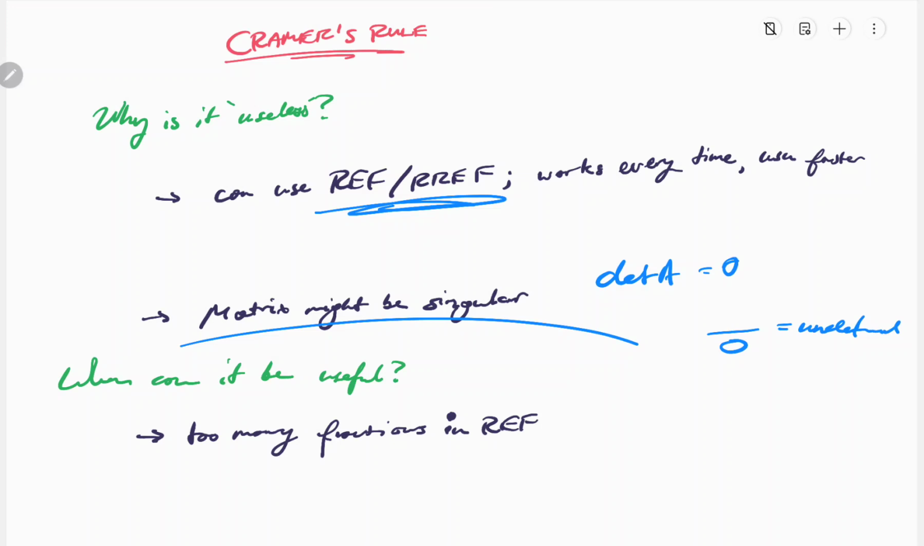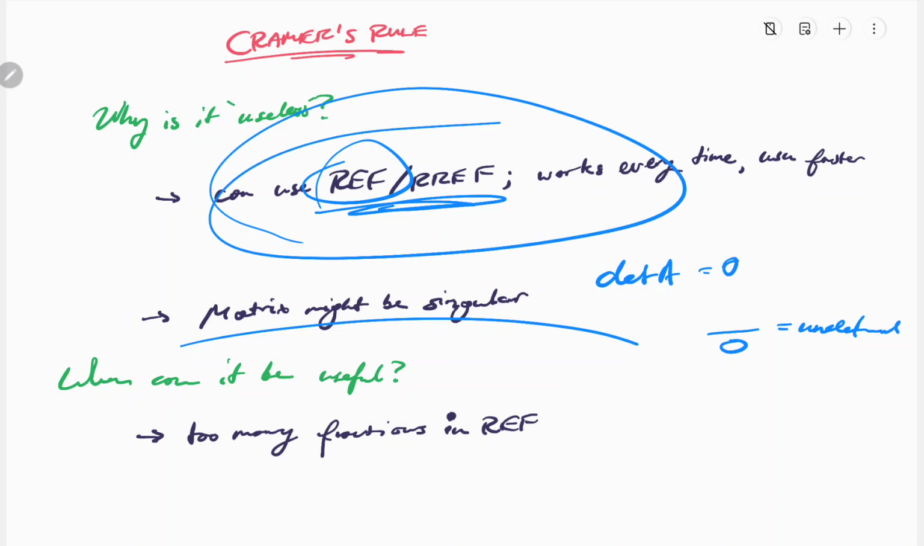When can it be useful? If I try to use row echelon form, that's going to give me a ton of fractions, and you're not good at fractions, and the test is no calculator, then you might consider doing Cramer's rule by yourself. But usually you would go back to the tried and tested row echelon form. So let's work through an example of Cramer's rule to make it more clear and hopefully make it stick.